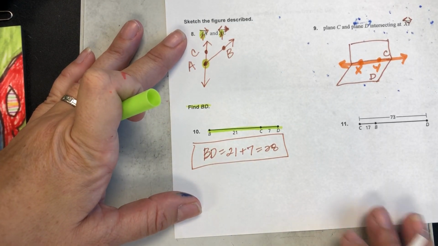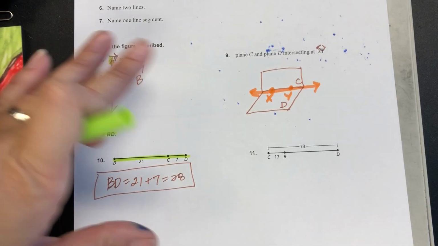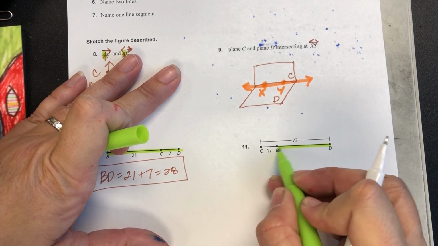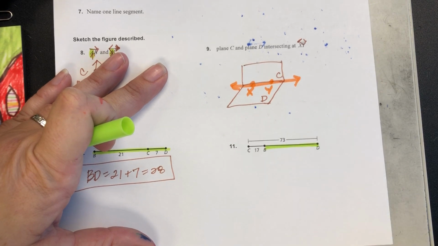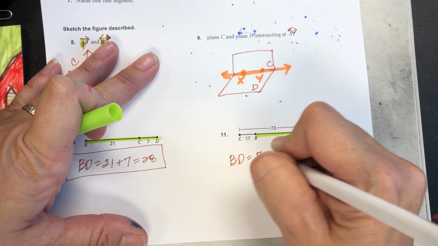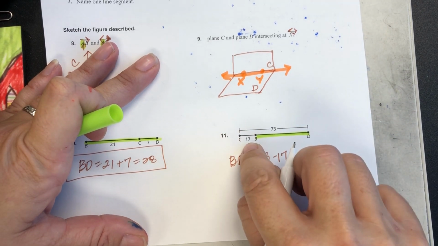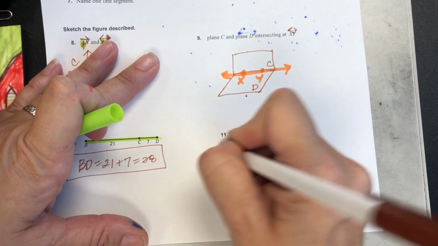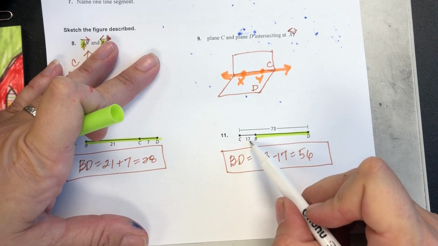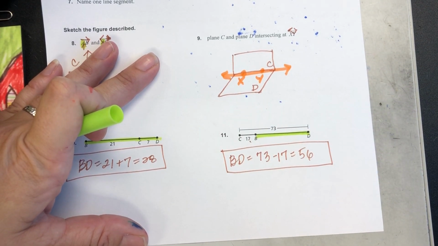Now in number 10 or number 11 though, BD is a part. So when I highlight BD here, I'm like, ooh, that's just a missing part. How do I handle missing parts? Take the whole thing minus the part that's given. That should bring us down to 56. The entire thing minus the given part should bring us to 56.